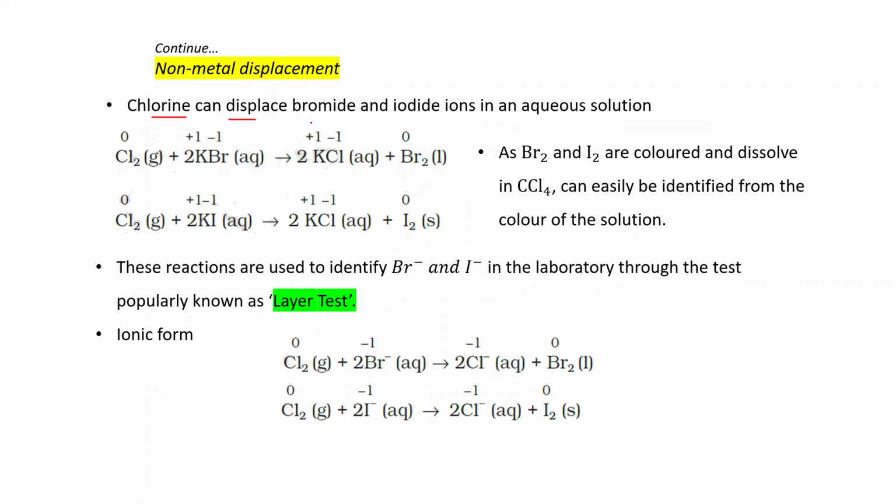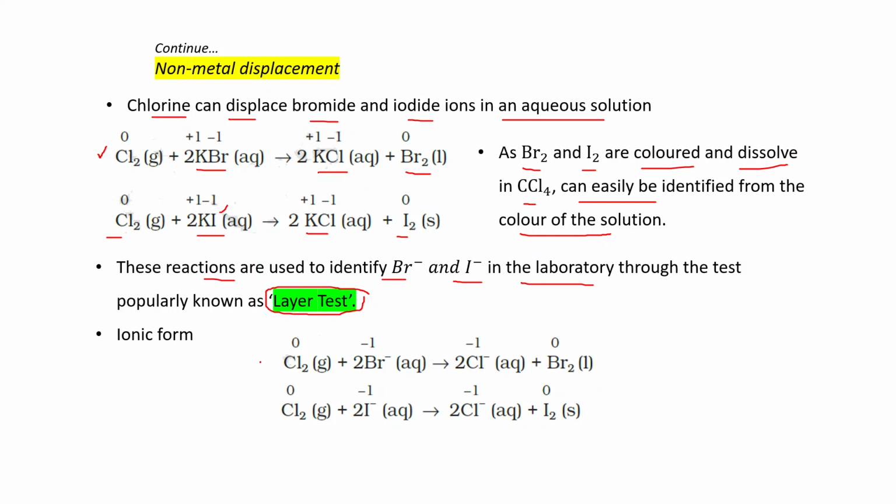Chlorine can displace bromide and iodide ions in aqueous solution. This is Cl2 reacting with KBr. From this KBr, Br is replaced by Cl and we will get KCl plus Br2. The same way, when Cl2 reacts with KI, I is displaced by Cl and we will get KCl plus I2. Now as Br2 and I2 are colored and dissolve in CCl4, they can easily be identified from the color of the solution. So these reactions are used to identify Br minus and I minus in the laboratory through the test popularly known as layer test.